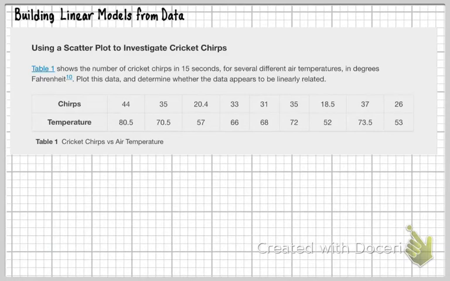Building linear models from data. So look at this problem down below here. It says using a scatter plot to investigate cricket chirps. It says Table 1, which is here, shows the number of cricket chirps in 15 seconds for several different air temperatures in degrees Fahrenheit. Plot this data and determine whether the data appears to be linearly related.